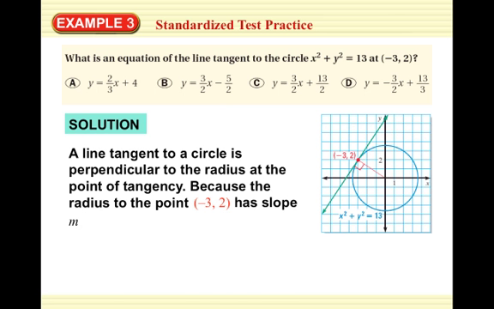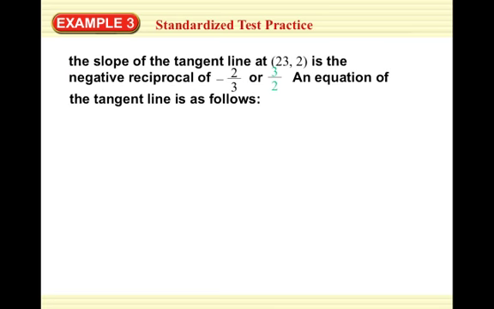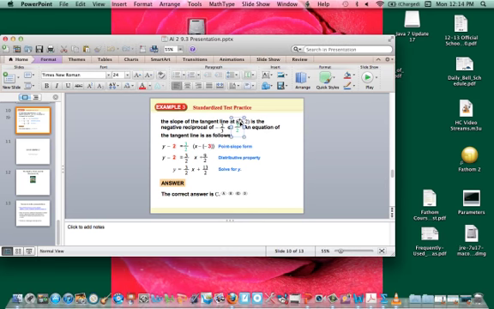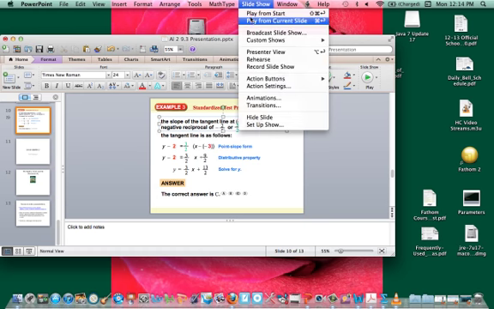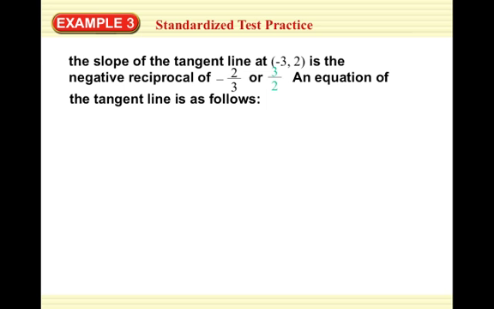The radius to the point (negative 3, 2) has slope m equals, remember, you just do the change in y over the change in x, so 2 minus 0 over negative 3 minus 0, because the other point that we know is on this radius is (0, 0), and so you get a slope of negative 2/3. The slope of the tangent line at (negative 3, 2) is the negative reciprocal of negative 2/3, or positive 3/2.